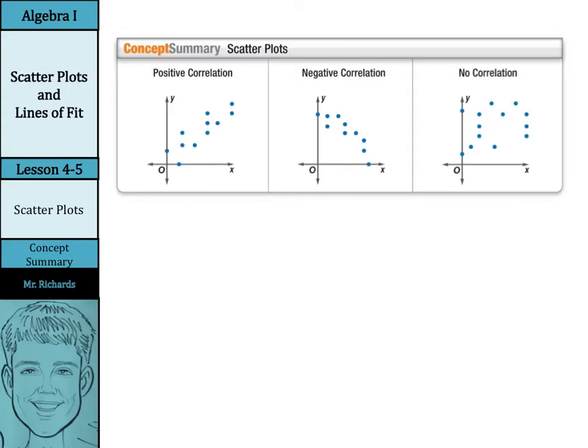And here we have three types of scatter plots. We have one that has positive correlation, one with negative, and one with no correlation. So we can see in our positive correlation here that generally all the points are going in an upward direction. Kind of have a line that we can almost draw right in here. So we can see there's a positive slope here. And basically as x increases, so does y. Y increases.